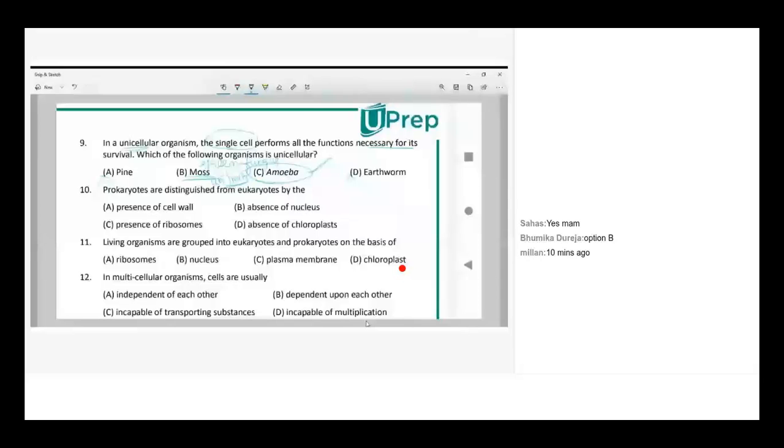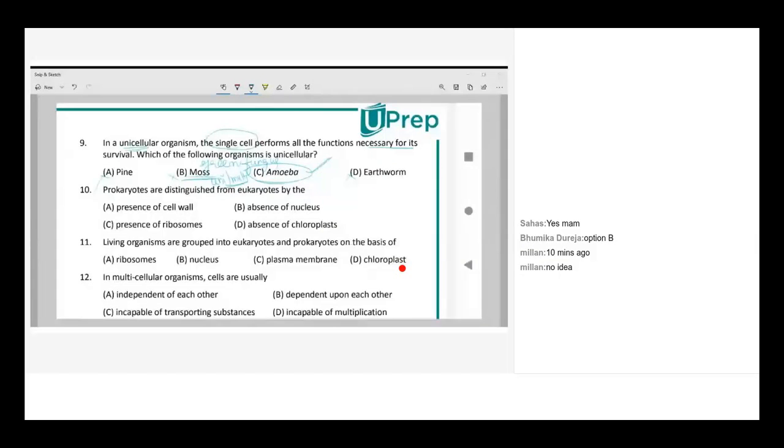Then go for the 10th question. Option B, absence of nucleus. Yes, option B. Did you get what I'm asking? Absence of nucleus. No idea? Okay, Milan. Bhumika? Nucleoid. Yeah, good. Excellent. This is the word you had to use.